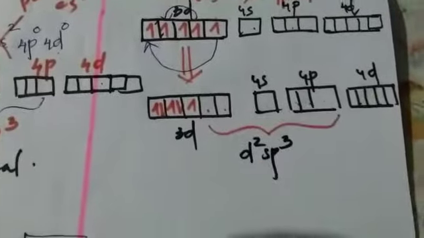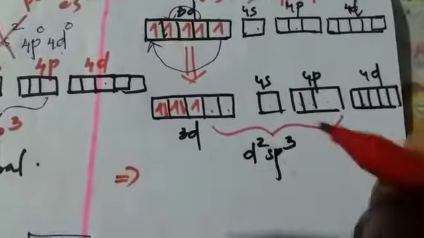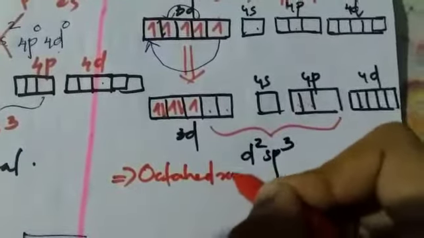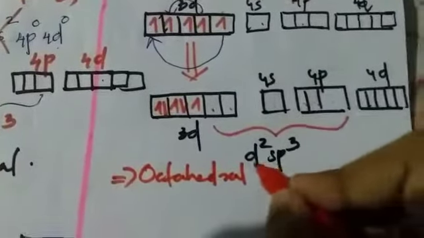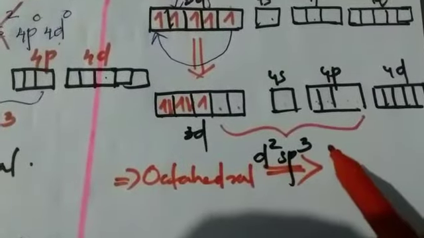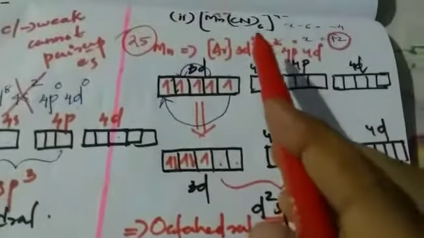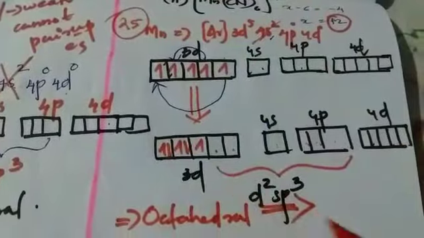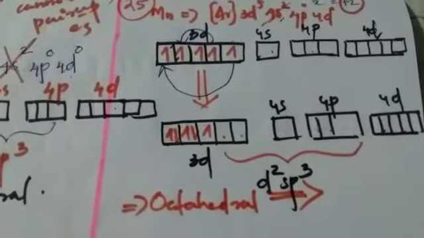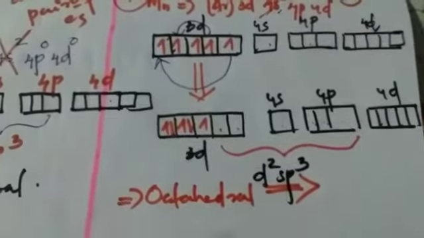So let's write. The geometry is octahedral. The only possible geometry for coordination number 6 is octahedral, but it can have two hybridizations, d2sp3 or sp3d2. But here CN is a strong ligand, so it pairs up the electrons and forms the hybridization d2sp3. Students, are you clear? d2sp3.